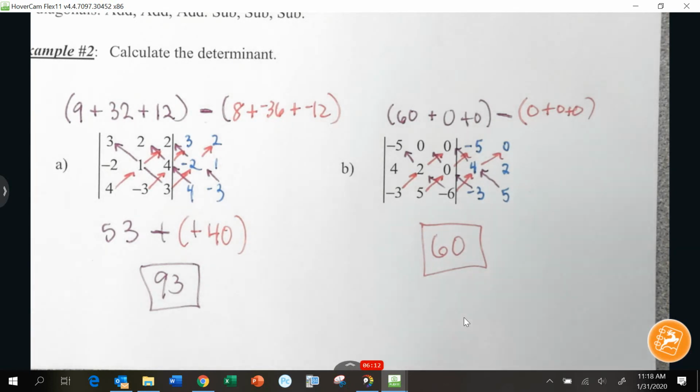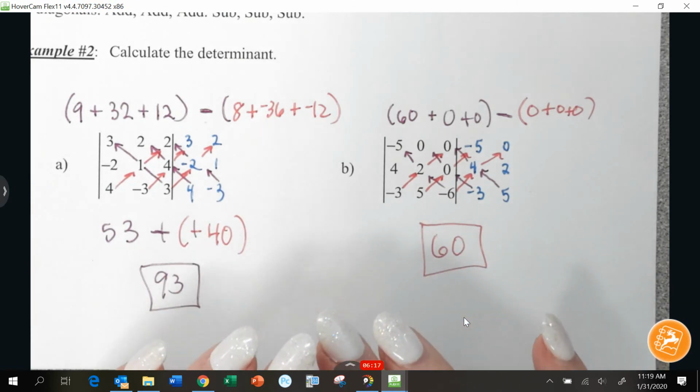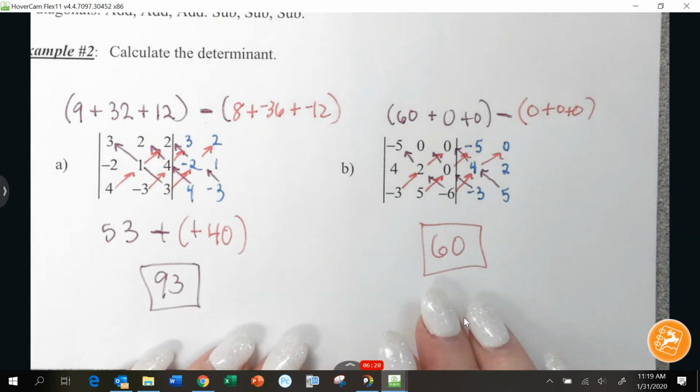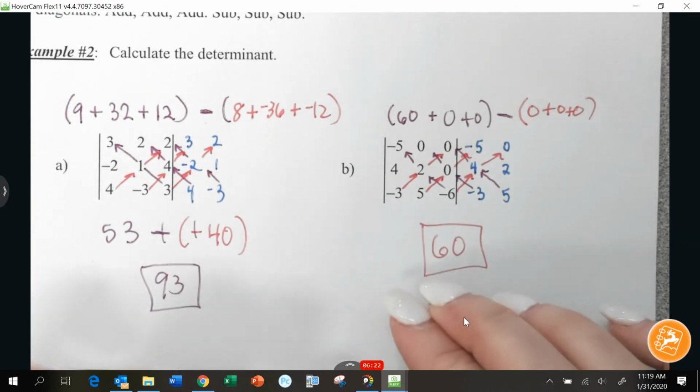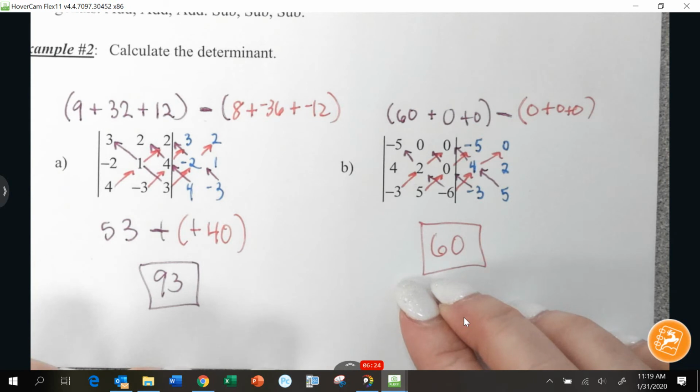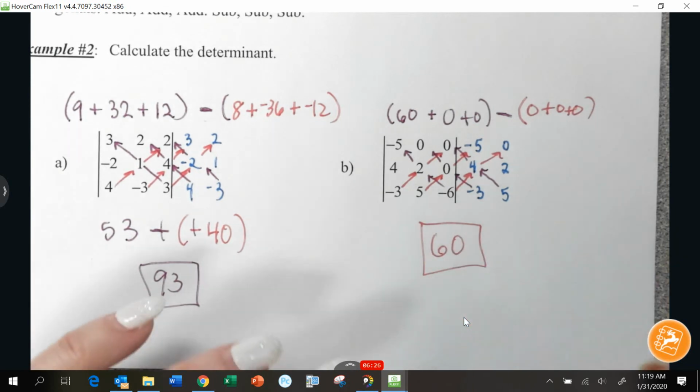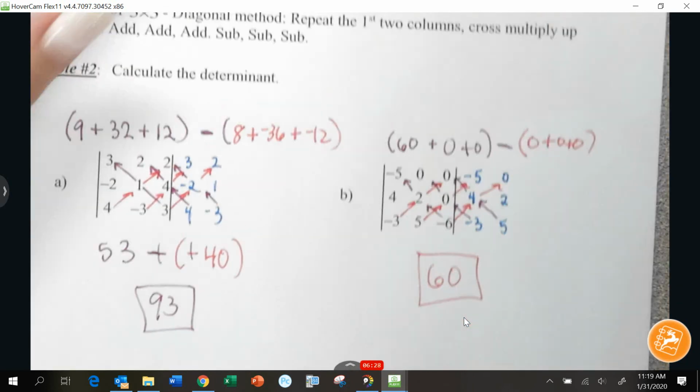If you're not sure if you're doing the determinant right, you can check it using your calculator, but on an assessment you won't have a calculator for this kind of question. So make sure you are doing it by hand and then just checking on the calculator if you need to.